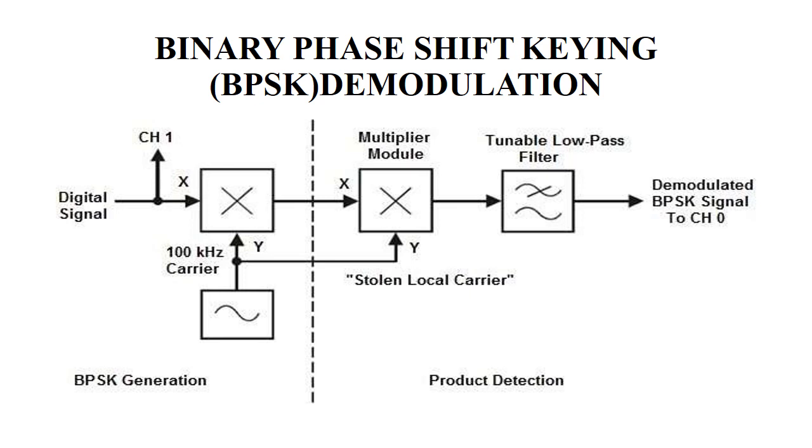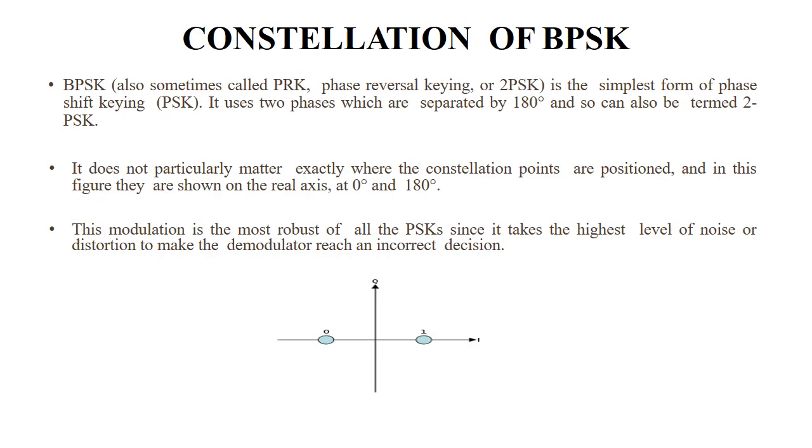The low pass filter gives the accurate signal to the output, and it will be marked as the demodulated BPSK signal, that is to channel 0. Next, constellation of BPSK.